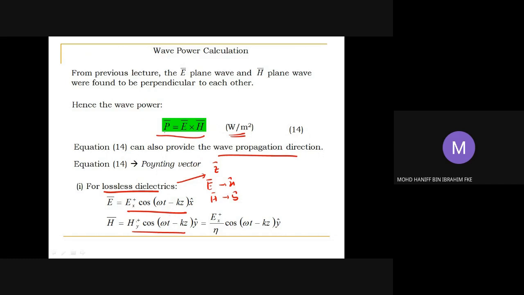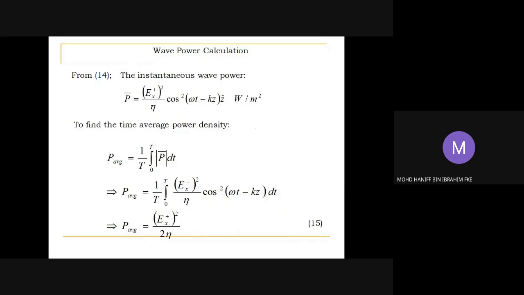The H field amplitude can be written as the amplitude of the E field divided by the impedance. This is the relationship between the E and H amplitude. So we have the equation like this. And from these two terms, the E and H, you can then find P, which equals the E vector cross the H vector. And this particular P is known to be instantaneous.